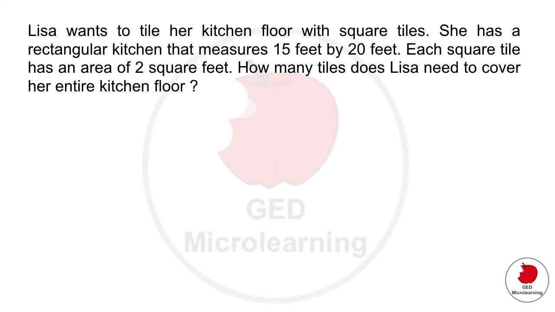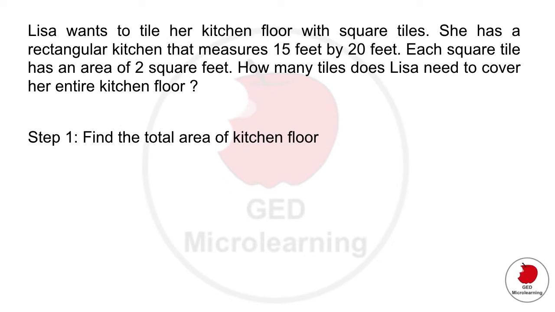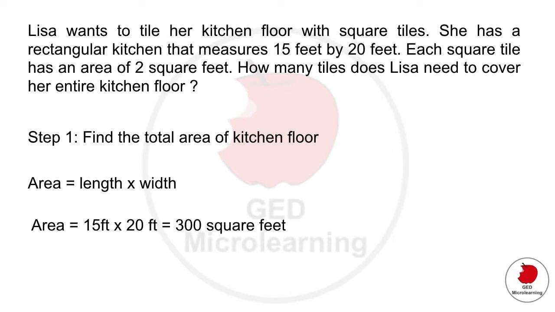Okay, so the first thing that we want to do is find out the total area of the kitchen floor. And in order to do that, you're going to use the formula for area of a rectangle, which is length times width. Remember that in the GED, you will have a page with formulas. Okay, so make sure that you are aware of that. So if we multiply the length times width, it's 15 feet times 20 feet, that's 300 square feet. All right, so that's the total surface area that we have to tile.